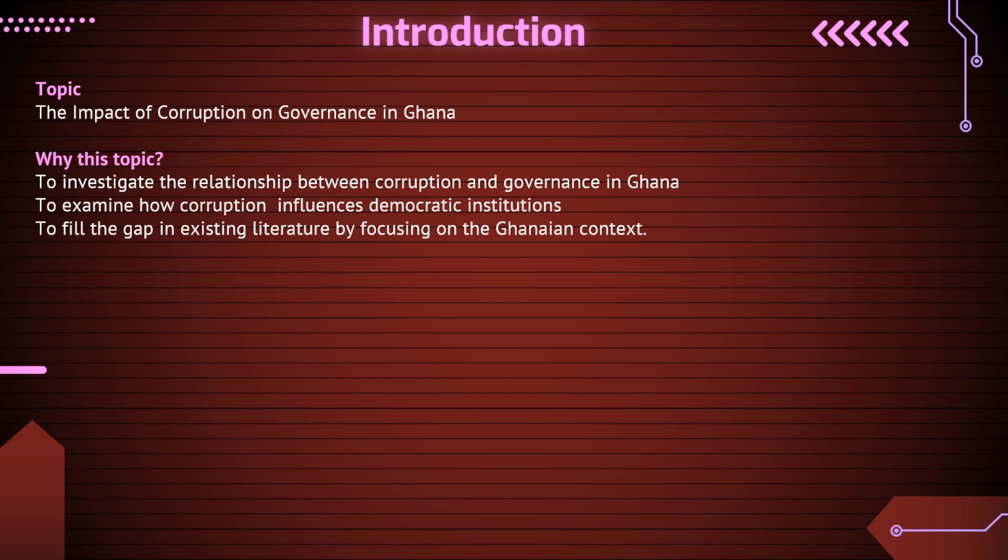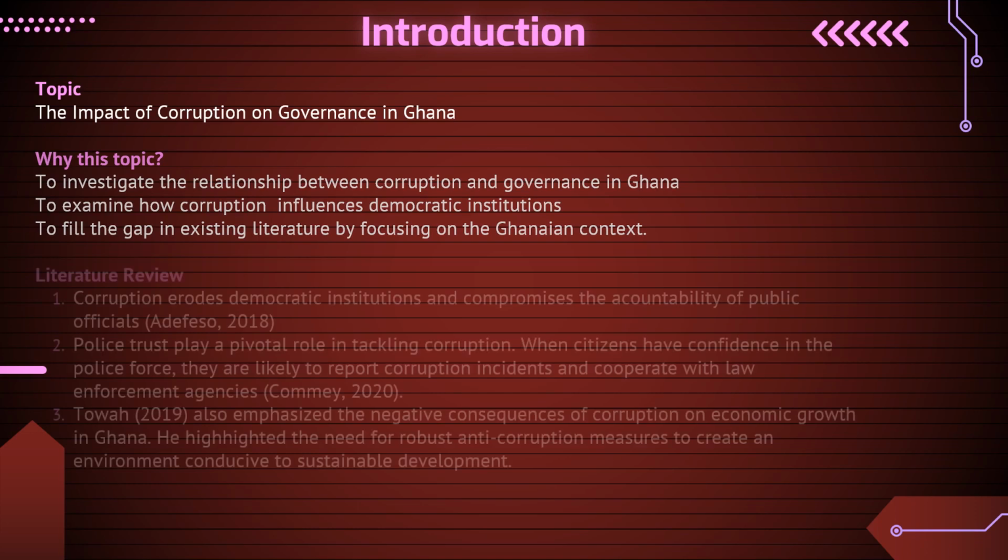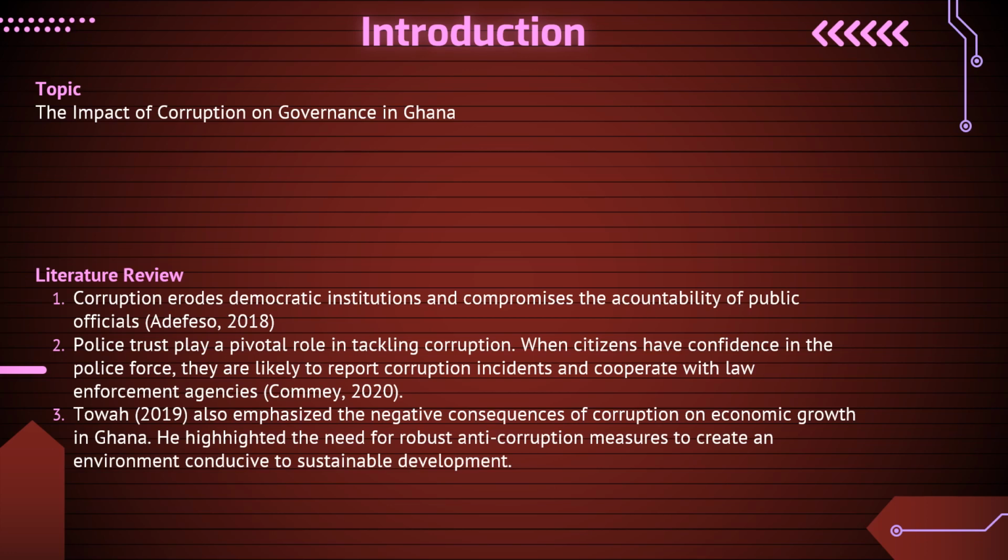So why this study? This study aims to investigate whether the level of corruption in Ghana has an impact on the governance of the country. It will also examine how corruption influences democratic institutions, and fill the gap in existing literature by focusing on the Ghanaian context. And I went to the literature review to find out what others have said about this topic.